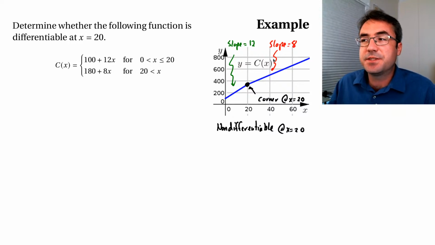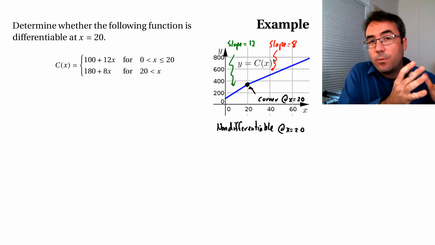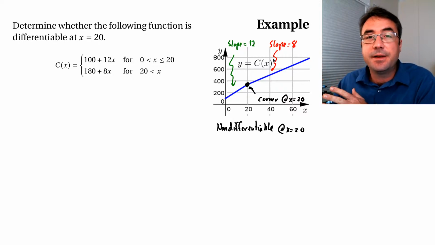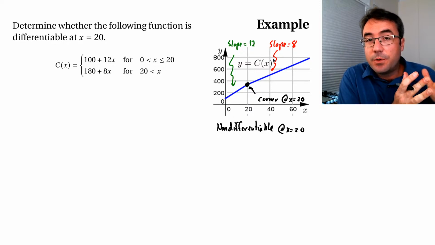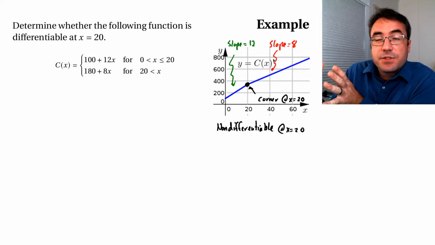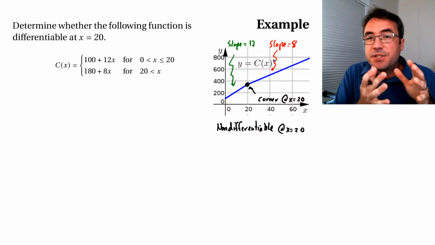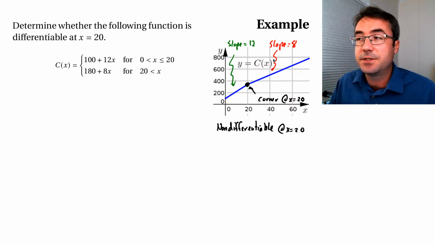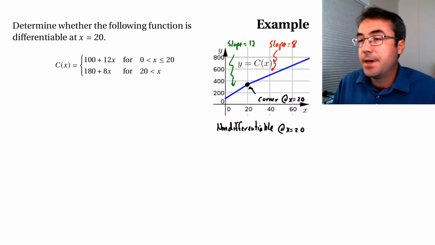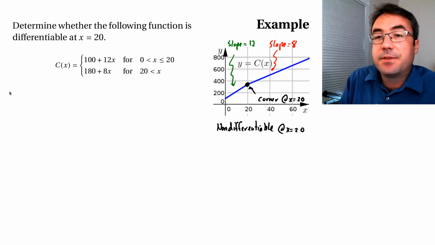And so we see this sudden change going from one side to the other at x equals 20, where we go from having a slope of 12 to all of a sudden a slope of 8. So there's this sudden change in the slope at x equals 20, and that's just more reasoning for why this is non-differentiable there. But let's actually calculate the limit.